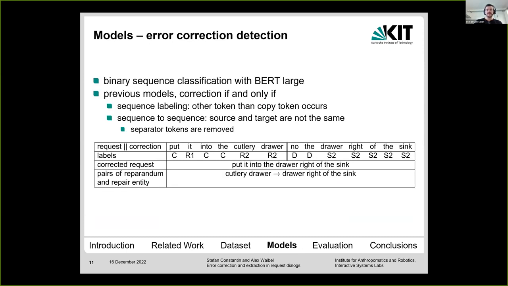For the error correction detection, we use a sequence classification approach. We use binary classification with the BERT large model. The error correction approaches can also be used for the error correction detection task. With the sequence labeling approach, there is an error correction if and only if other tokens than the copy token occur. And for the sequence-to-sequence approaches, there is an error correction if and only if the source and target are not the same. Separator tokens must be removed. Separator tokens are the pipe symbol or the arrow symbols.